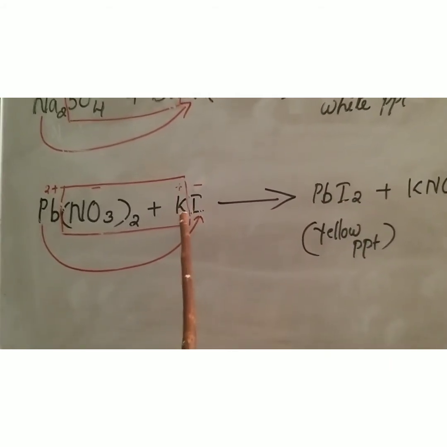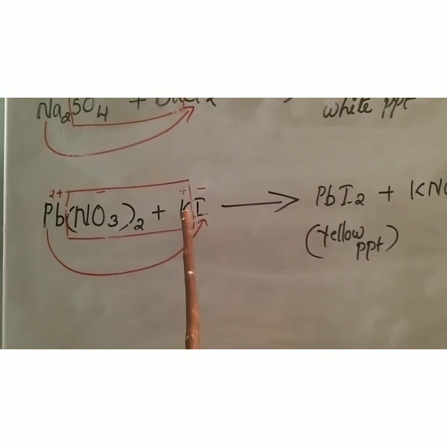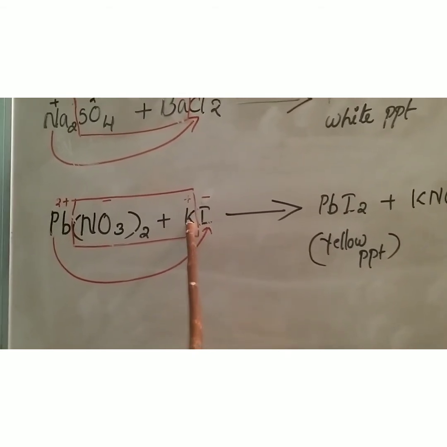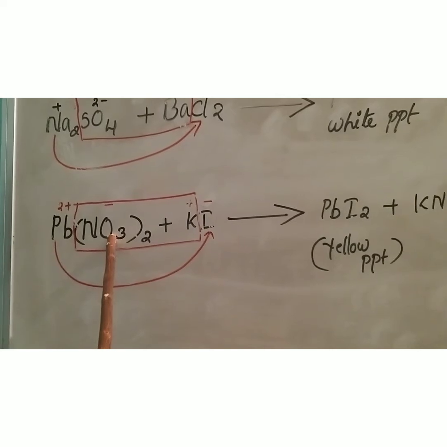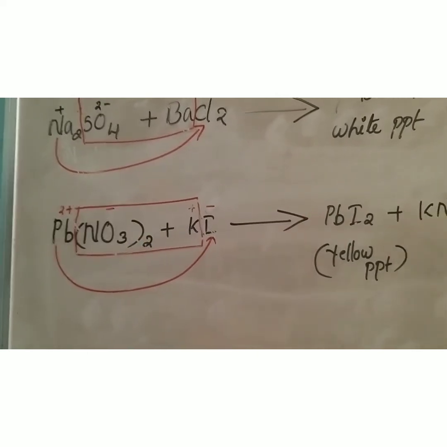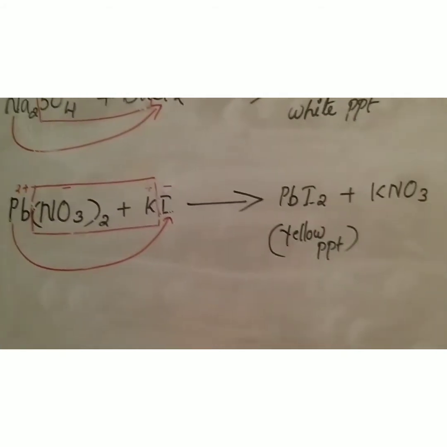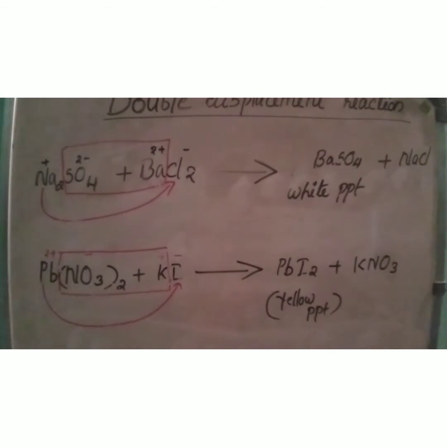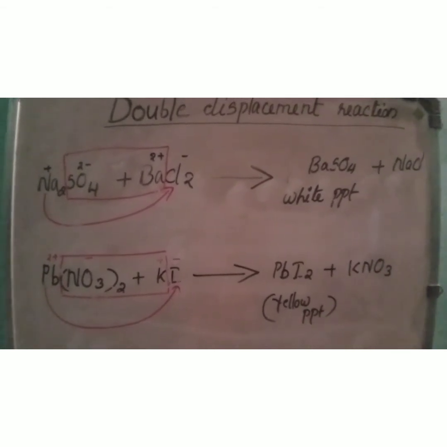Similarly, the positive ion of potassium iodide, that is K+, combines with the negative ion of lead nitrate, that is NO3-, to form KNO3. Here, the reaction takes place by the exchange of ions.